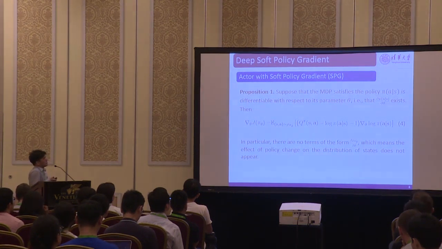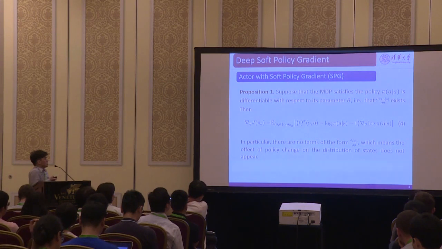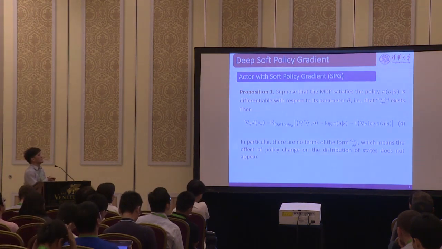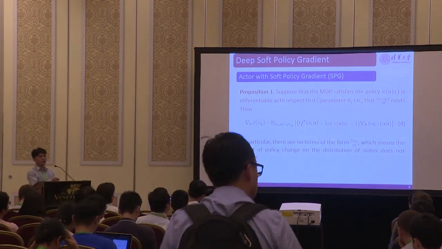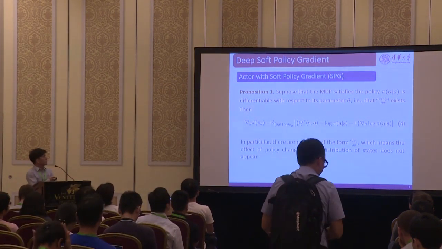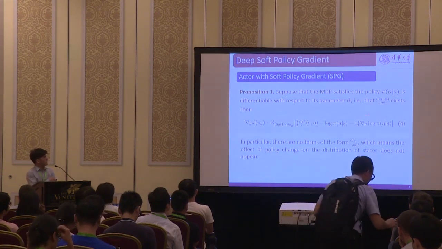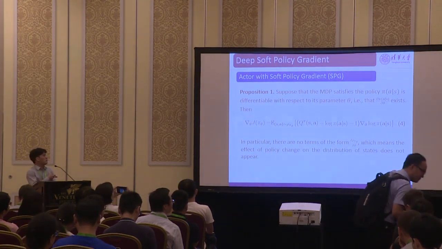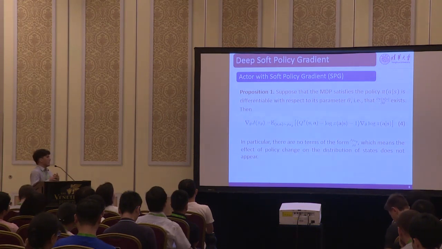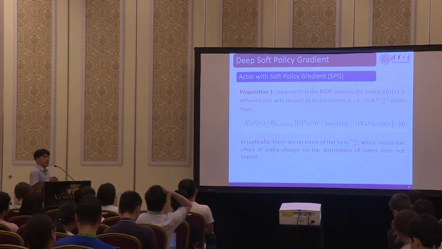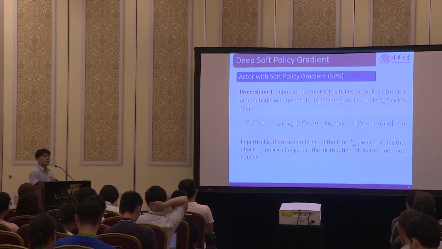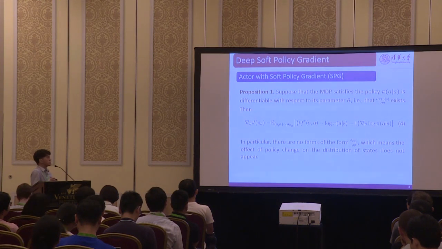The expression of the soft policy gradient is surprisingly simple. In particular, there are no terms of the derivative of rho pi, which means the effect of policy change on the distribution of states does not appear. Moreover, note that the constant 1 can be dropped and the performance will not be affected much, because the soft policy gradient is true for any baseline that is not a function of actions.